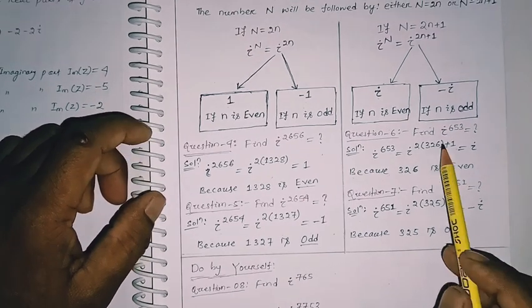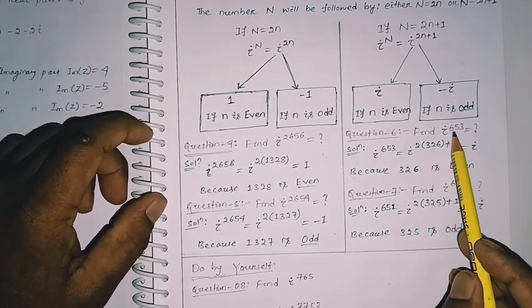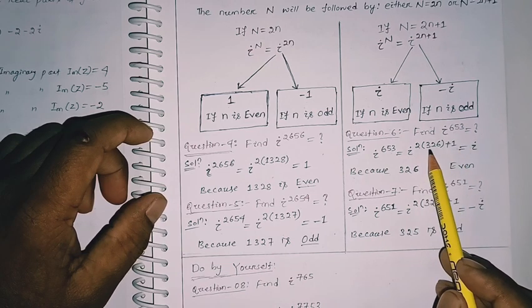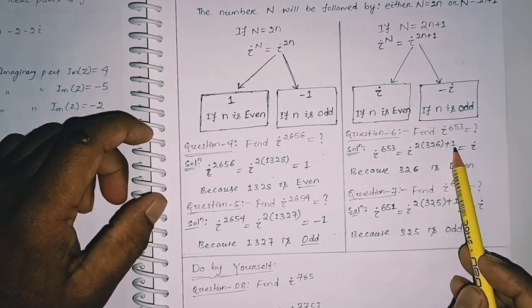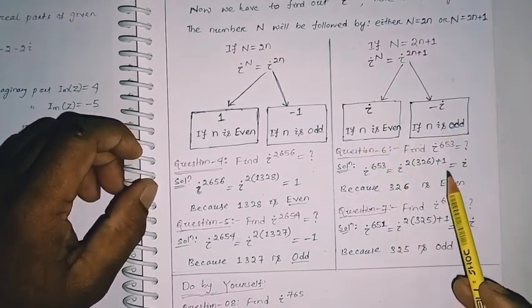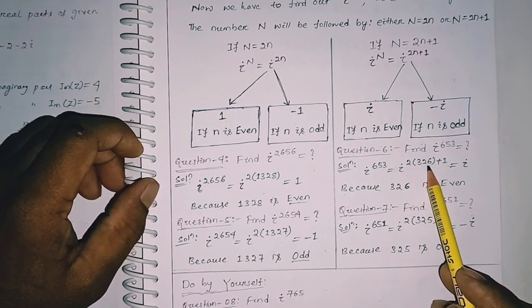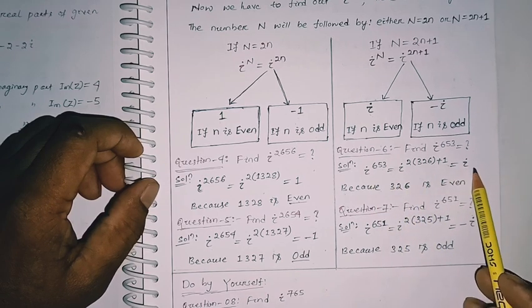Question number 6, find out i to the power 653. This 653 can be written as 2 into 326 plus 1. So this is written in this format, and the value is either i or minus i. Here you can see this small n value is 326, which is even, so we can directly write i.